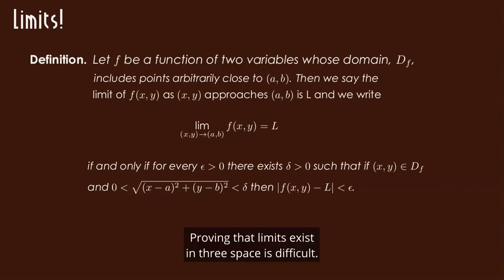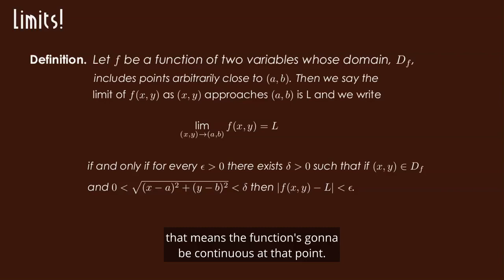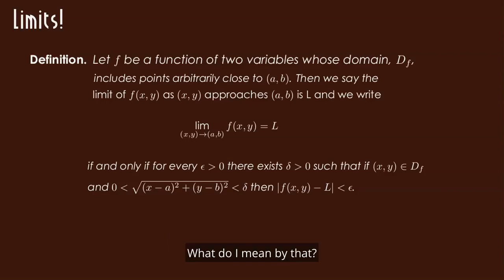Proving that limits exist in 3 space is difficult, so mostly we're going to try to prove that the limit does not exist. If your function is nice and pretty, meaning it's a normal function, that means the function is going to be continuous at that point. You only have to worry about where the function is funky. What do I mean by that?